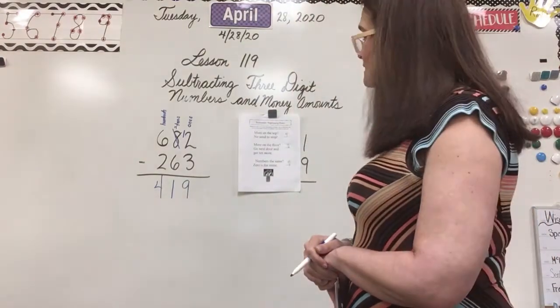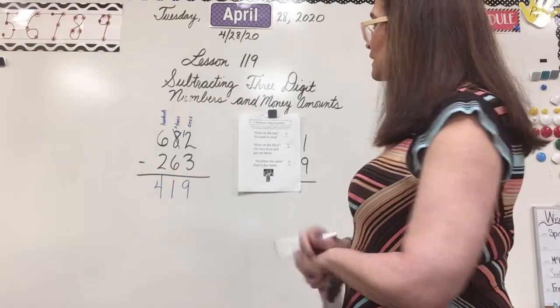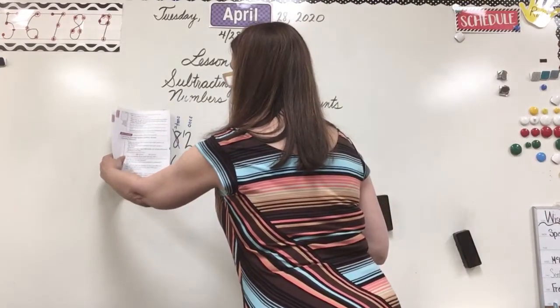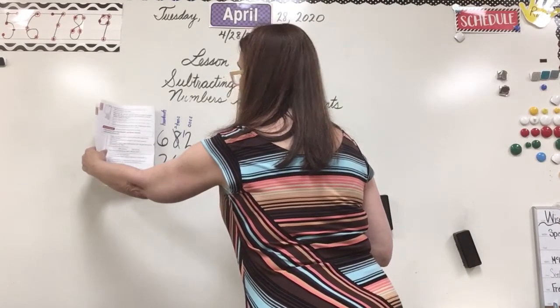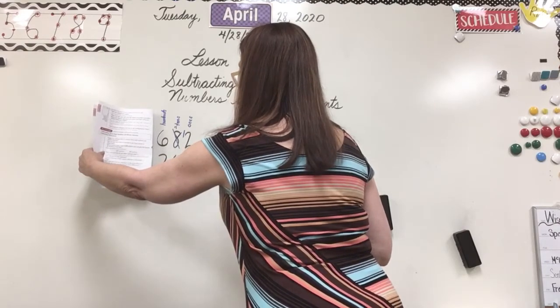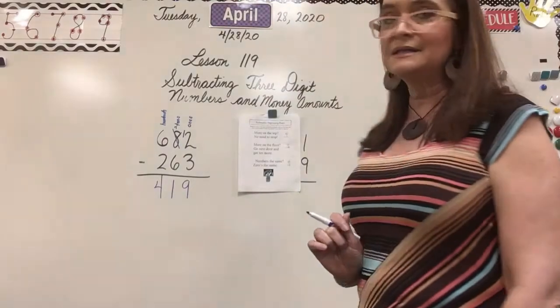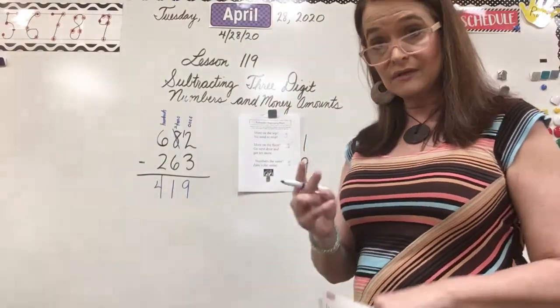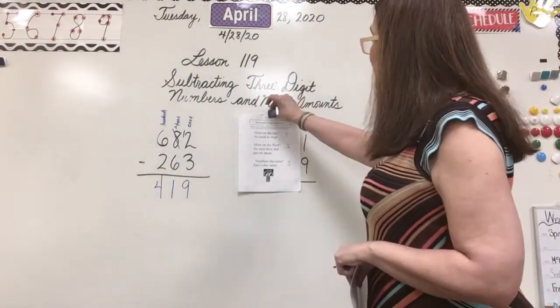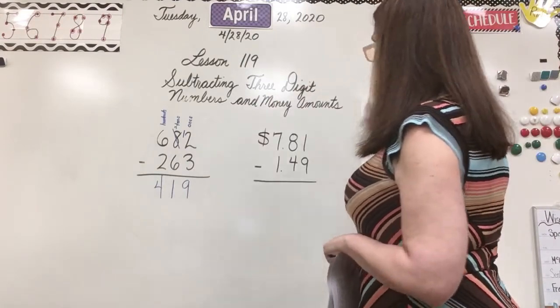So it's very similar to what you're used to doing whenever you just had like 82 minus 63. You just have 682 minus 263. You're just subtracting 3-digit numbers now from each other instead of 2-digit numbers from each other. Now, let's look at this problem. This is a money amount.